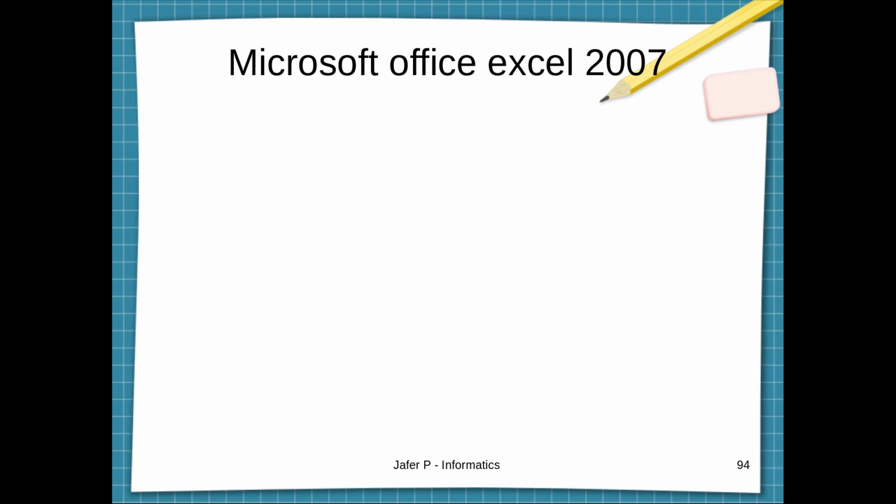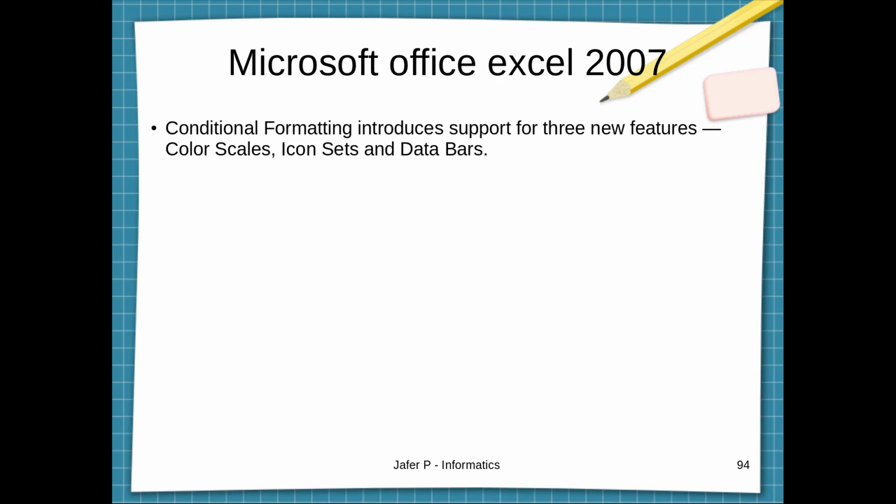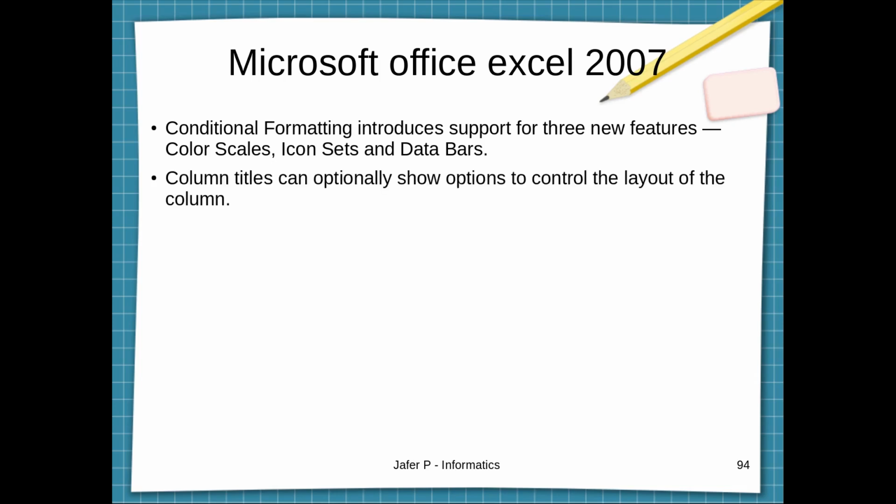Then let us move on to Excel 2007. Conditional formatting introduces support of three new features: color scales, icon sets, and data bars. So there are three new features in Microsoft Office Excel. Color scales, you can create different types of color. Icon sets will be different. Data bars also can be supported or implemented.